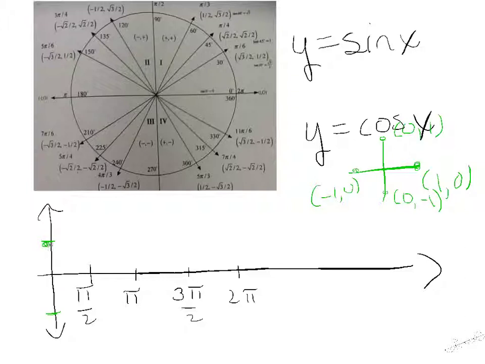Okay, what is the cosine of pi over 2? You want me to change the color? Yes, please. The green is pretty. No, I can't see it.